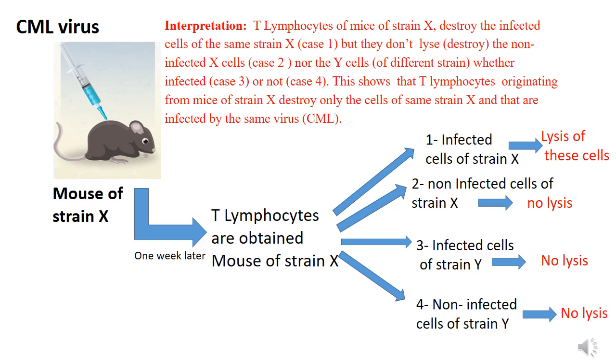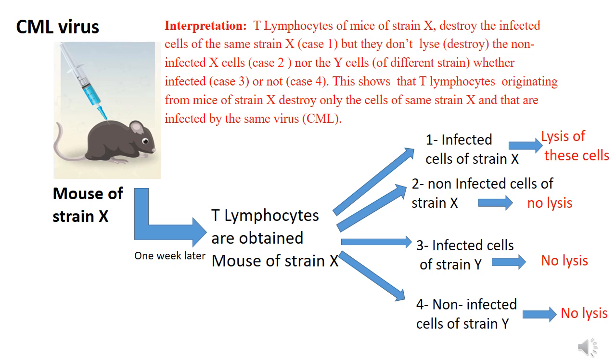If you look at experiments 1 and 3, you see that both cultures contain cells infected with LCM. But in culture 1, the cells are of strain X, while in culture 3, they are of strain Y. So this is another variable factor, which is the strain. So we should focus on these 2 variable factors, which are the infection with the same LCM virus and the strain, whether it's the same or a different strain. So let's see. How is the answer going to be?